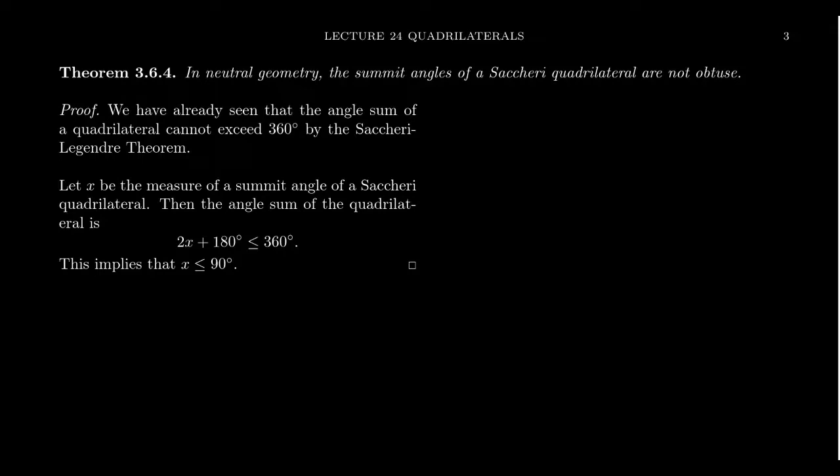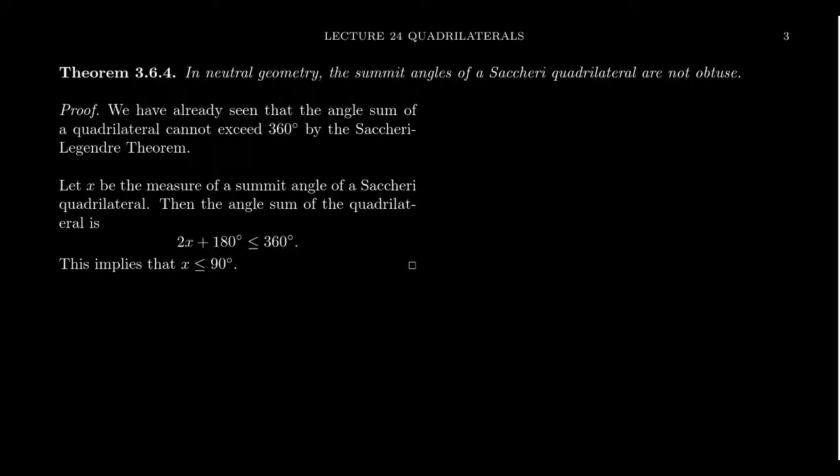And how is that? Well, we've basically talked about it already. We already have seen, as a consequence of the Saccheri-Legendre theorem, that a quadrilateral's angle sum cannot exceed 360 degrees. Maybe it does equal 360 degrees, but it could potentially be smaller than that. All right, let x be the measure of a summit angle inside of a Saccheri quadrilateral, then we get the following. Well, a Saccheri quadrilateral has two right angles, A and B, what we were calling them before. So 90 degrees plus 90 degrees gives you 180 degrees. We also know that the summit angles of a Saccheri quadrilateral are congruent to each other. So we have two summit angles, so we get two x's. So 2x plus 180 has to be less than or equal to 360.